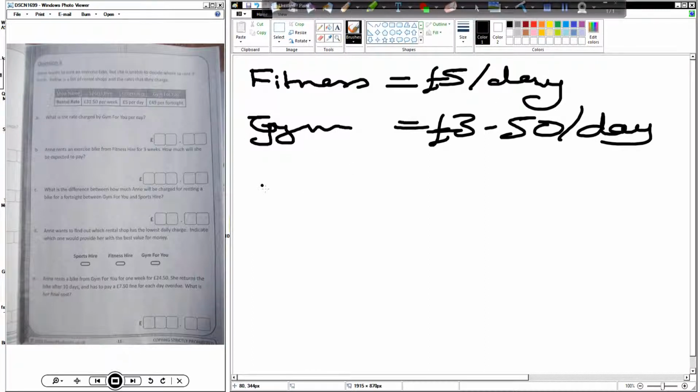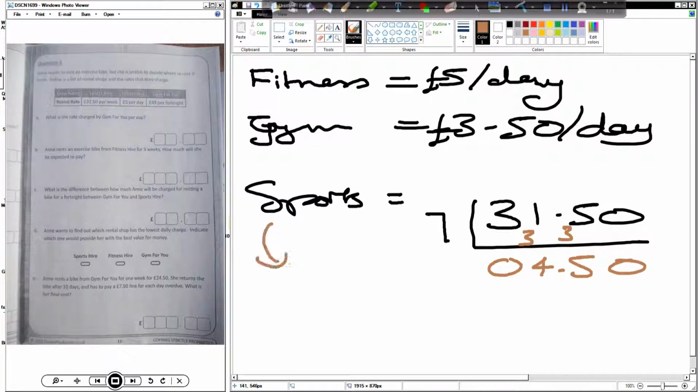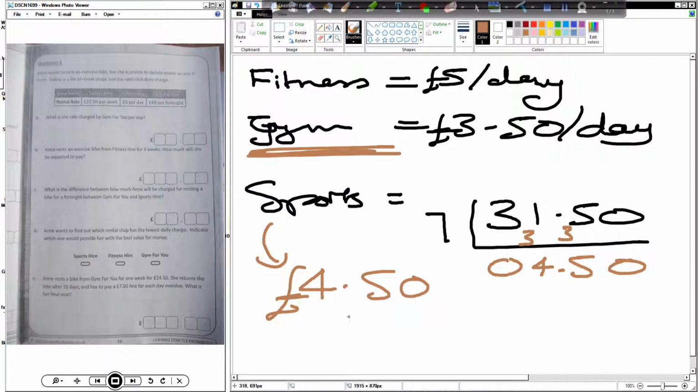And the next one, what's left? Sports Hire. So Sports Hire, how much was it? £31.50 per week. So we're going to divide that by 7. So 7, that's nothing. We make it 31. How many 7s in 31? 4. 28. Remainder 3. How many 7s in 35? So that one is how much they're charging per day, £4.50. And the question says here, which one is the best value for money per day? And the answer is Gym for You.